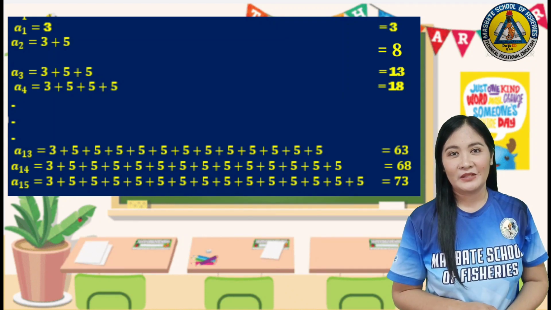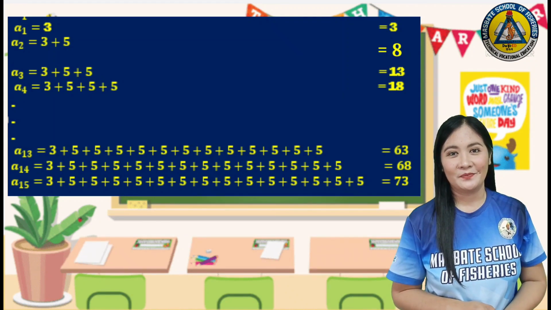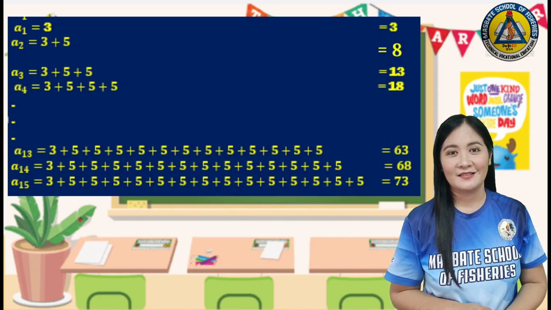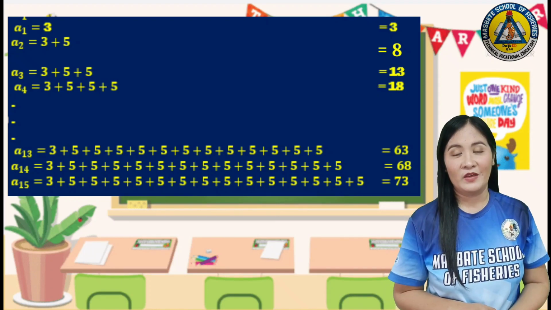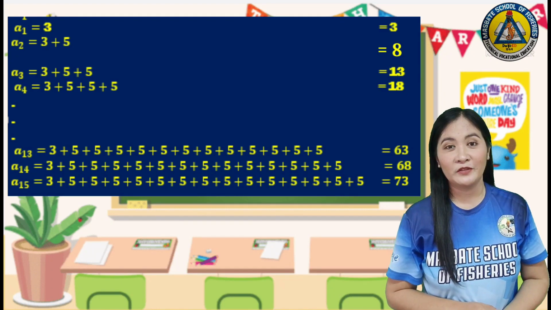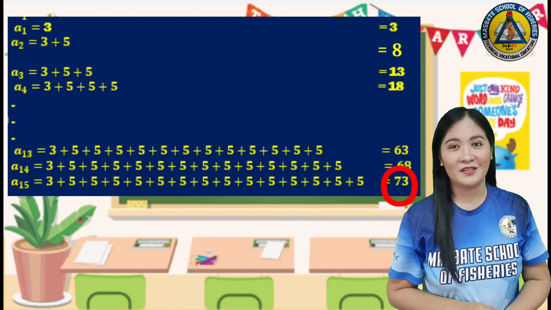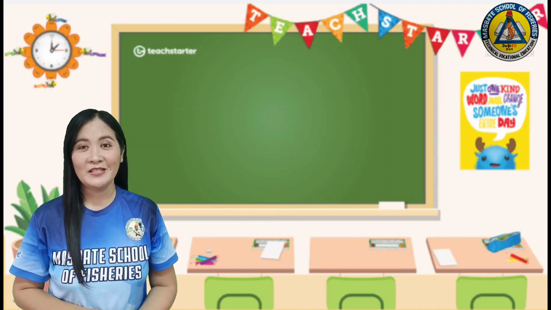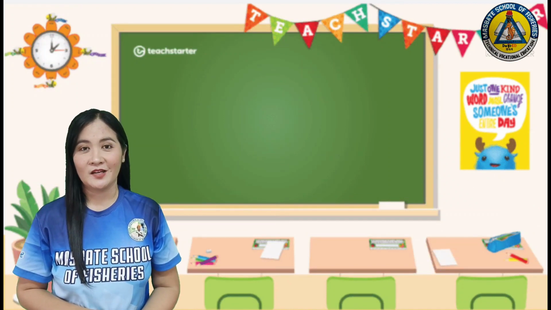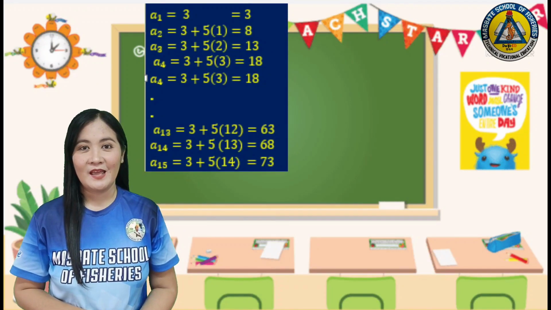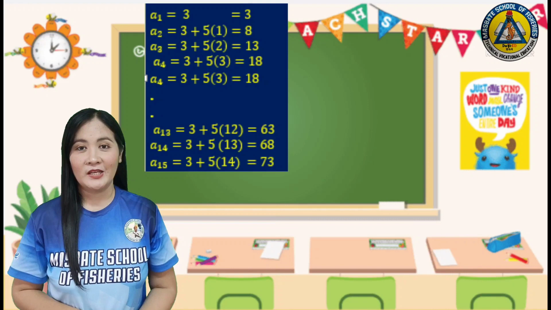In the table, a sub 1 equals 3. A sub 2 equals 3 plus 5 equals 8. A sub 3 equals 3 plus 5 plus 5 equals 13. A sub 15 is equal to 3 plus adding 5 fourteen times, which is 73. These terms can be written in the following manner as a shortcut. A sub 1 equals 3. A sub 2 equals 3 plus 5 times 1 equals 8.